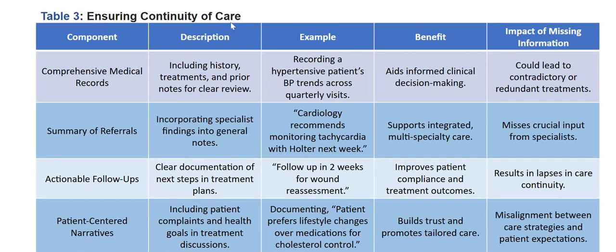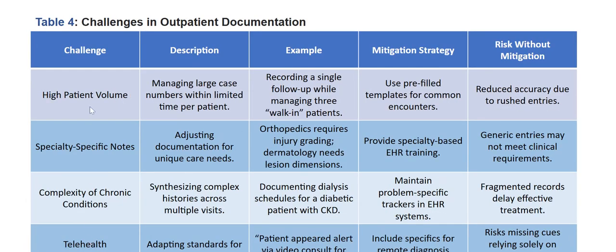Table on ensuring continuity of care. Component, description, example, benefit, impact of missing information components. We have comprehensive medical records, summary of referrals, actionable follow-ups, patient-centered narratives, cross-provider communication.